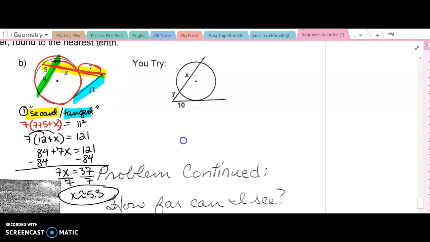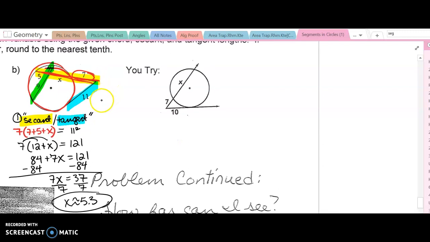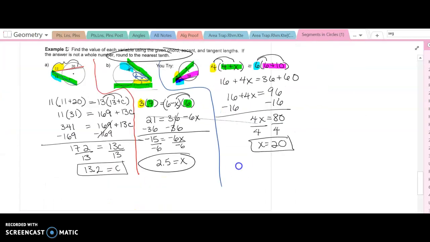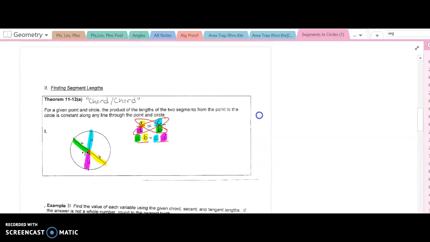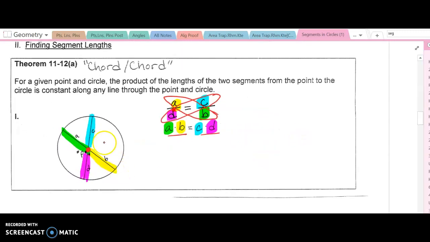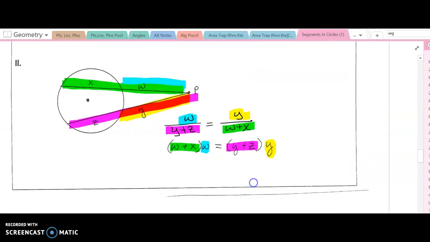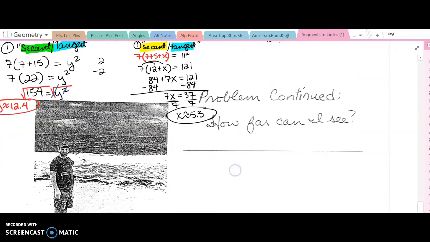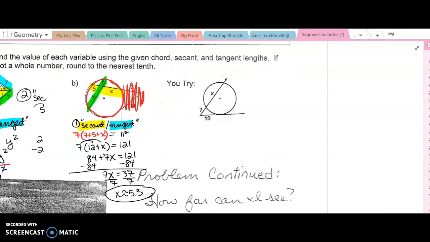Okay. And then for solving for y, we've still only solved for x. So now I'm going to ignore everything outside the circle, and I think I'm just going to treat this as 2 chords inside the circle, right? If you ignore all of this, you have chords. So let's go back and look and see what chord was. That's where you said A times B equals C times D.